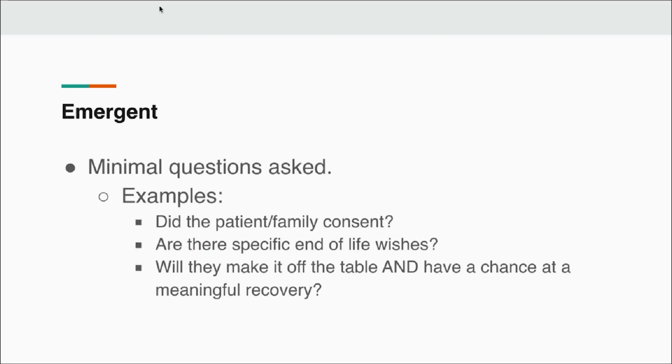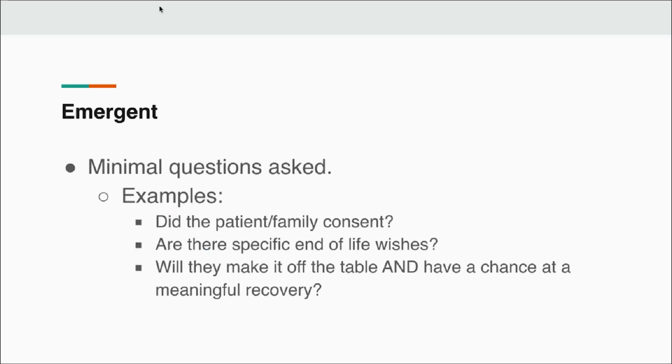Second, are there any specific end-of-life wishes? Did the patient have a DNR in place before whatever event occurred? Did they not want to live on a prolonged ventilator? Did they not want to receive blood? Did they not want to be resuscitated in case their heart were to stop or they were to go into respiratory arrest? And some of these things, even though it's an emergent procedure, could affect how I take care of the patient or the things that we'll do in the post-op period.